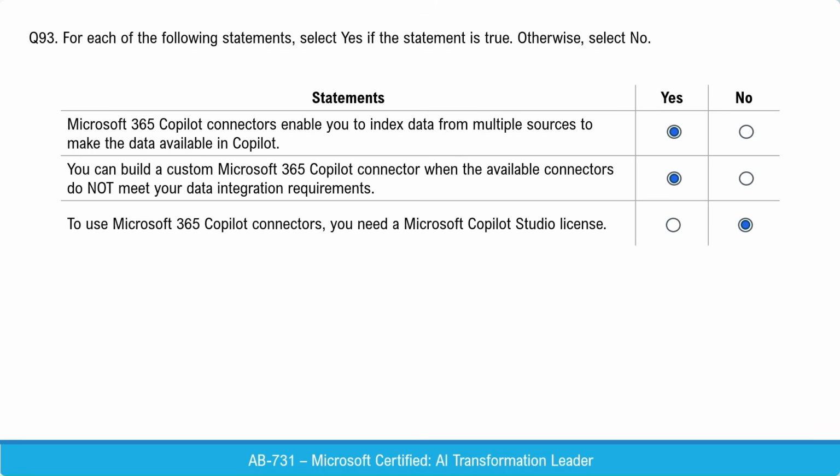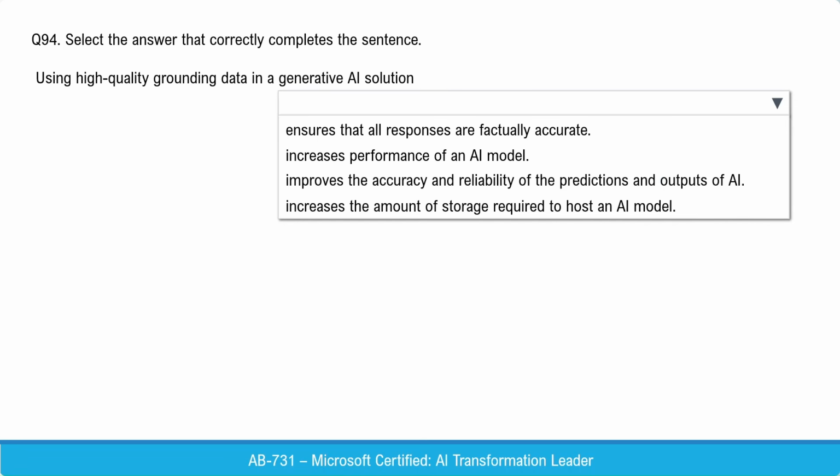That is why the correct answers are yes, yes, and no. Next question. Select the answer that correctly completes the sentence. Using high quality grounding data in a generative AI solution, and you have four options on your screen in a drop down box. Please go through them by pausing the video over here.